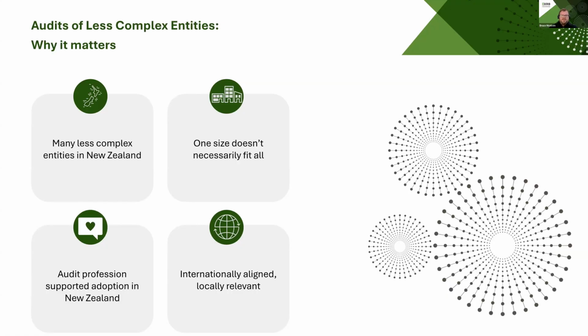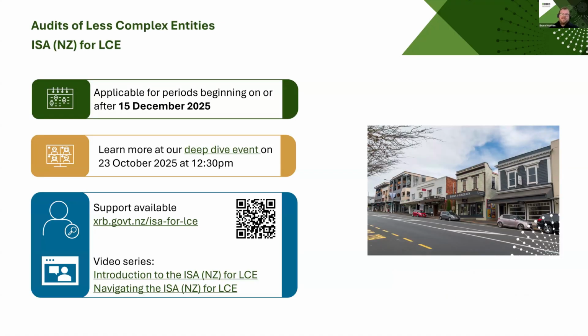So on our final slide on this topic, a reminder that the standard is available for use for periods beginning on or after 15 December 2025. Now, there is an option to early adopt, and that's for accounting periods ending on or after 17 July 2025, noting that if you do early adopt, you'll need to disclose this in your auditor's report. We're going to be holding a deep dive webinar on the ISA for LCE on the 23rd of October at 12:30, so do sign up on our website.